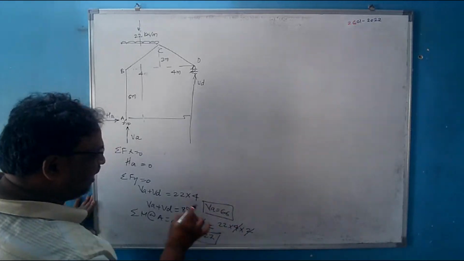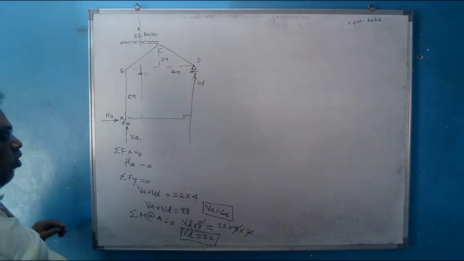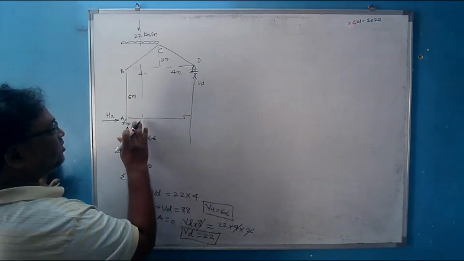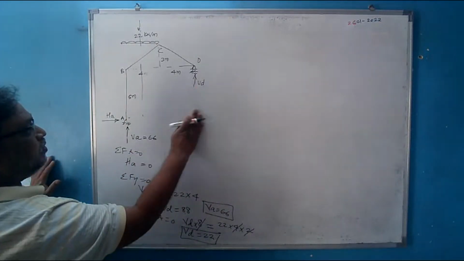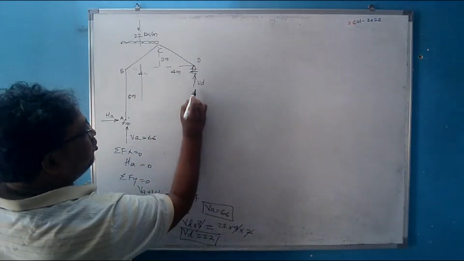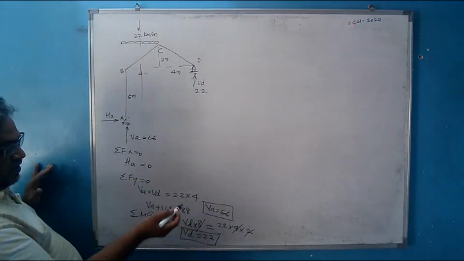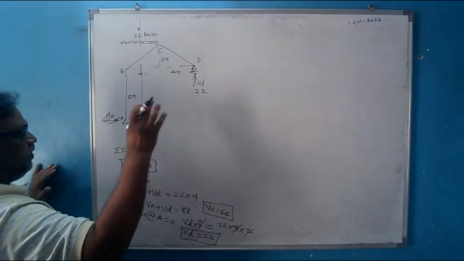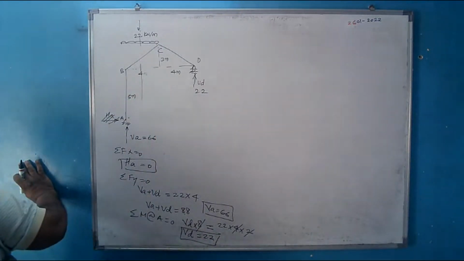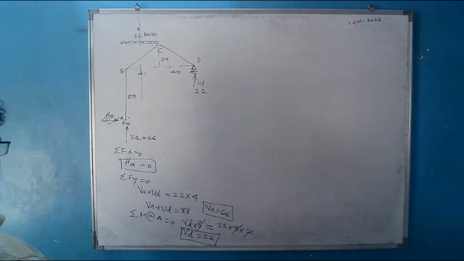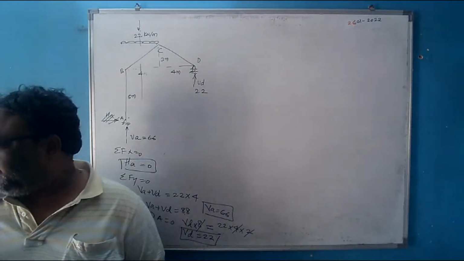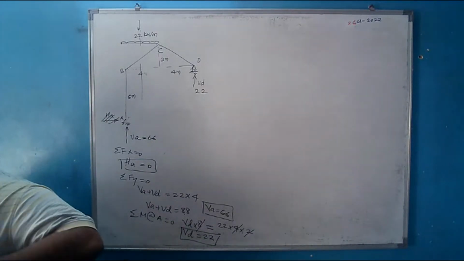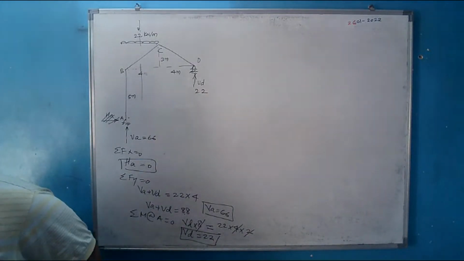And all our directions are positive. It means that all our assumed directions are right. This VA is equal to 66. This VD is equal to 22. And HA I have got 0, so I need not sketch this force. Finish. So here we have got the required external unknowns. Is it okay? So this is how we can get the required external unknowns.